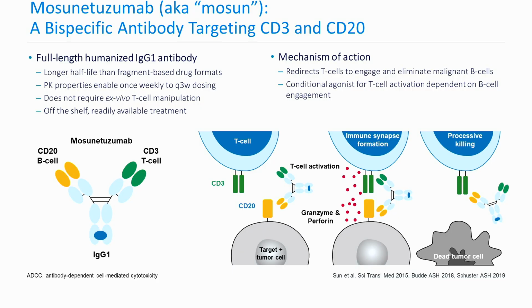Mosunetuzumab, or Mosun in short, is a bispecific antibody that targets CD3 on T cells and CD20 on B cells in development for the treatment of B-cell malignancies. It is a full-length humanized IgG1 antibody, so it has a longer half-life compared to fragment-based bispecific antibodies, which require constant infusion of drugs. Mosun instead can be given conveniently once weekly to every 3 weeks.